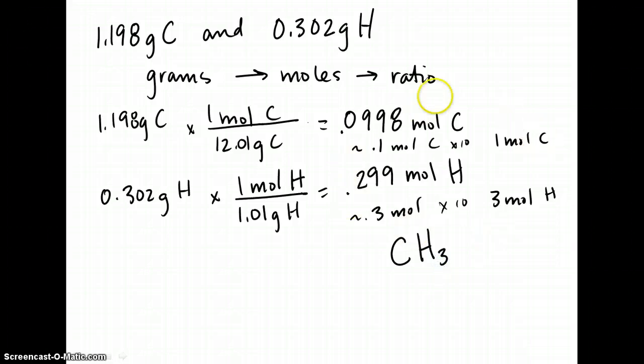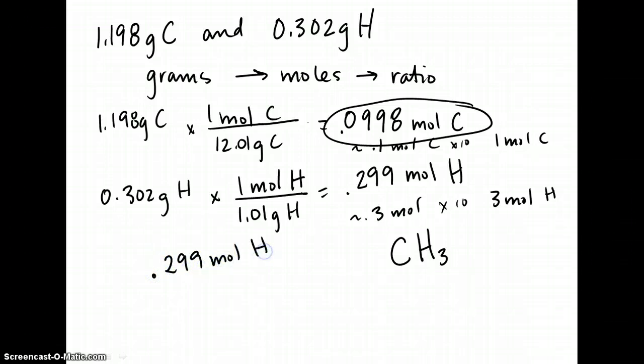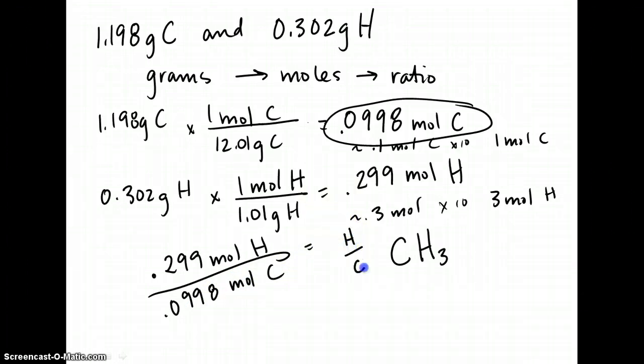Now, this is something I do visually, where I look at them, but you can actually do it more mathematically. What you would do is take the smallest number, here's your smallest number, and divide it into all the other numbers. So here I have 2.99 moles of hydrogen divided by 0.0998 moles of carbon. And what this is going to get us is our hydrogen to carbon mole ratio, okay?